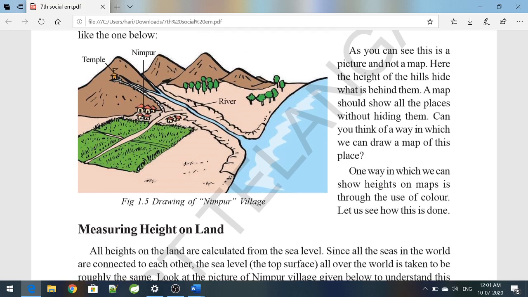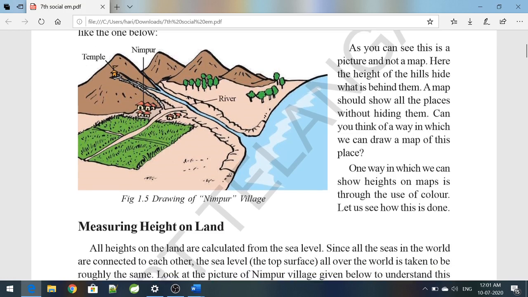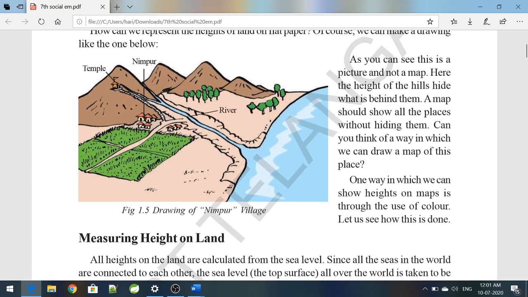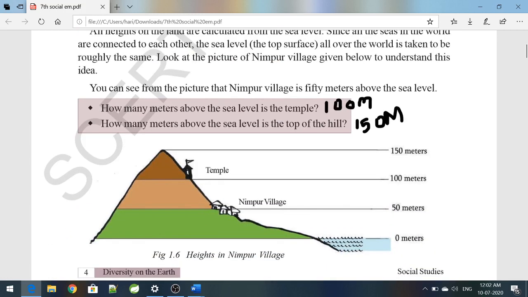Slight differences will be there depending upon the waves and the direction winds are coming from. So there will be a slight difference, but most probably all will take the mean sea level for calculating the height of particular landforms, mountains and plains. So that is called the mean sea level.